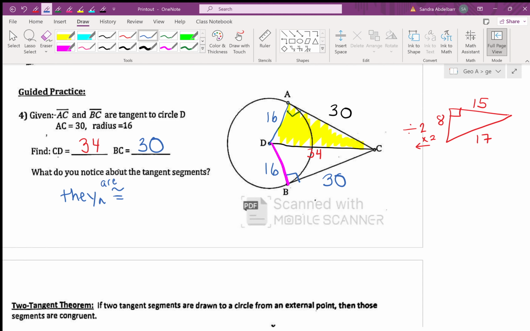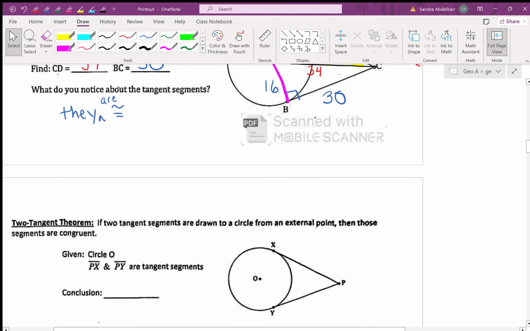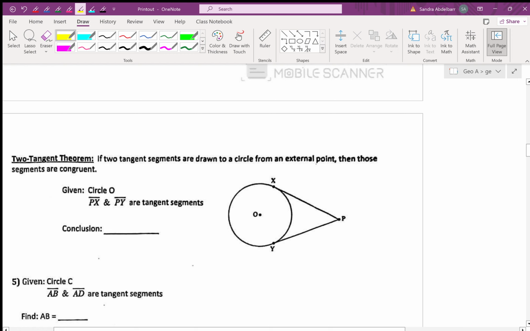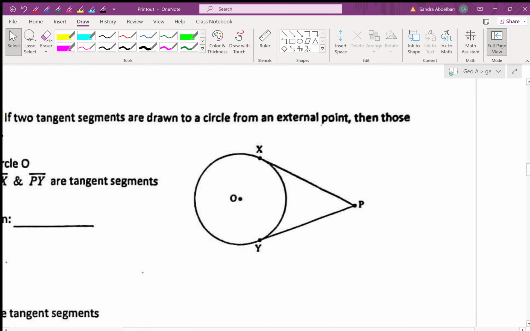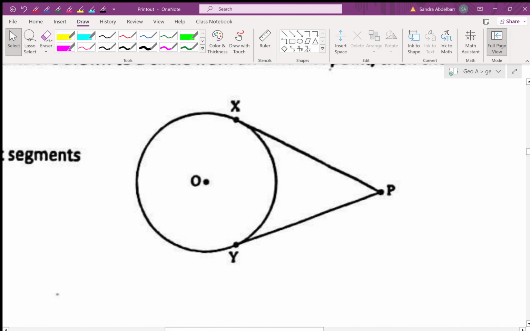All right, there's a theorem. We won't use this theorem in proofs because I won't give you any proofs, but it will come up in algebra problems. It is called the two-tangent theorem. What does this two-tangent theorem tell us? It tells us if I have a circle and I have two segments that are both tangent to that circle coming from the same point. So do you see how I have PS and PY both tangent to circle O and both coming from point P?